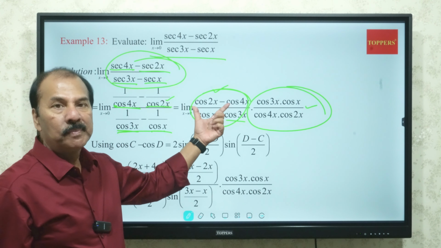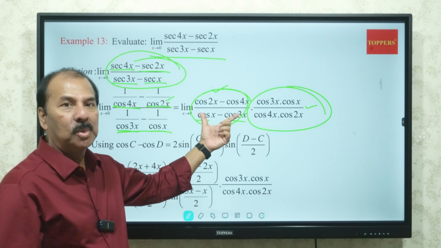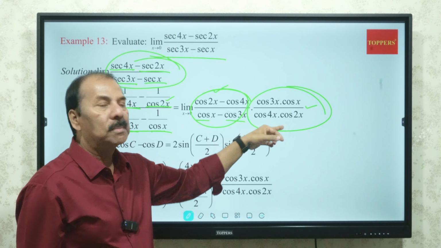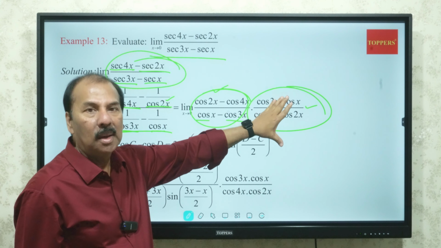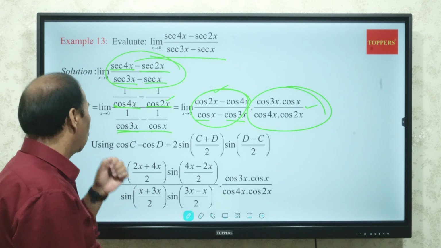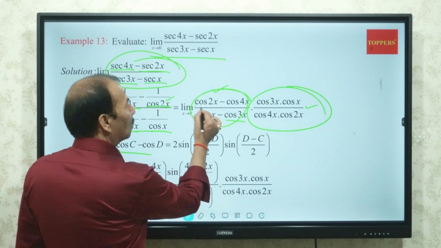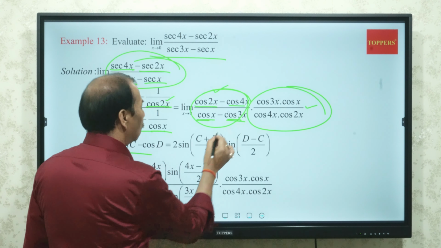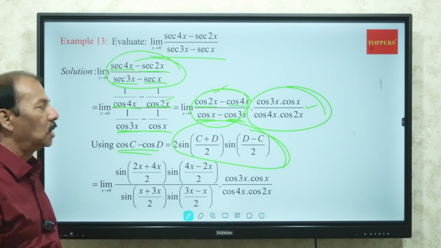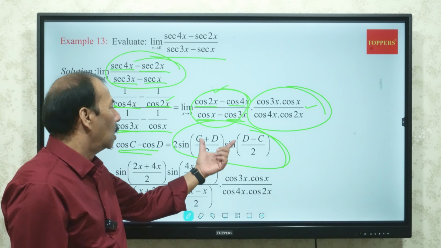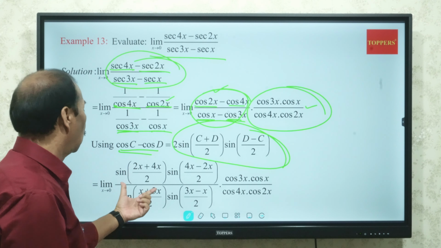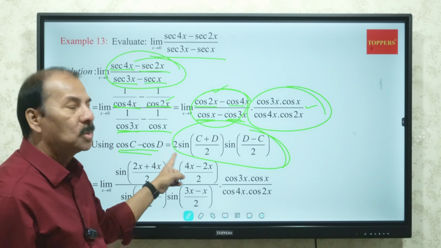So we have to do some kind of operation as far as this part is concerned, and there is no need of any other operation as far as the indeterminacy is concerned. So let us use this relation, because here it is cos c minus cos d. Using this relation, cos c minus cos d is equal to 2 sin (c plus d) by 2 into sin (d minus c) by 2. So using this trigonometrical transformation, we can simplify this term.